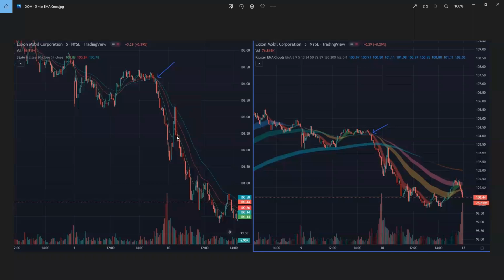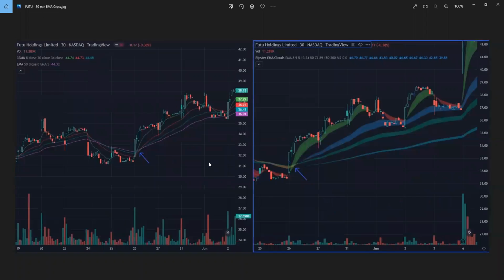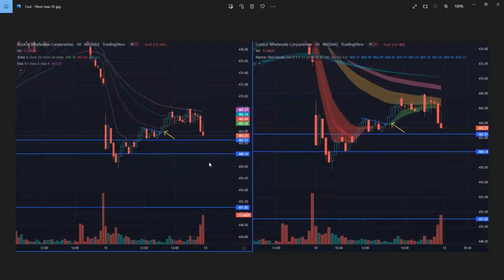So all of this thing right here, I would have entered right after this red bearish candlestick closed. So like right over here, and then wrote it down. Okay, so that's for your 5-minute chart. I think I have a 10-minute.